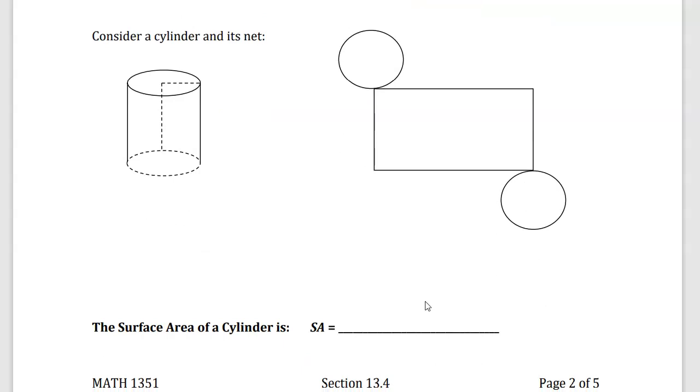Now let's look at the surface area of a cylinder. Now, the bases here are circles, okay? And we have that they have a radius of r. So the circle, remember, has an area of, actually, it has pi times the radius squared. And then we have 2 of them because we have the top and we have the bottom.